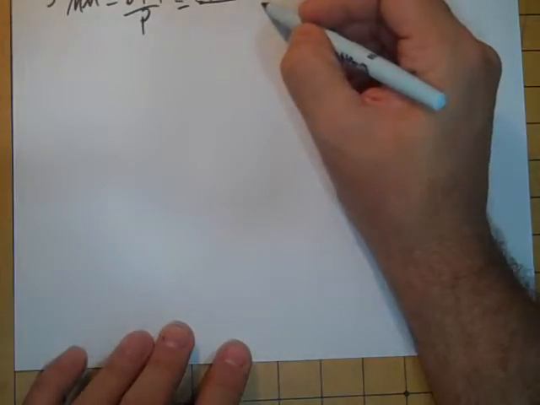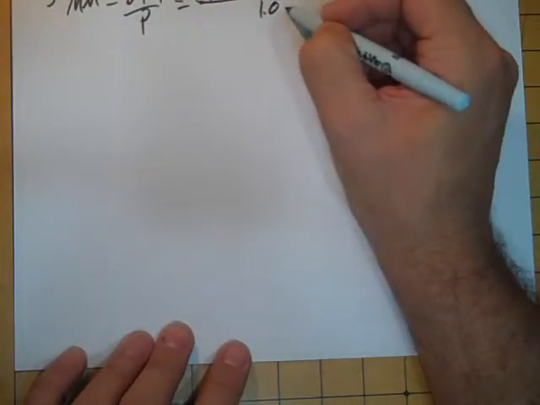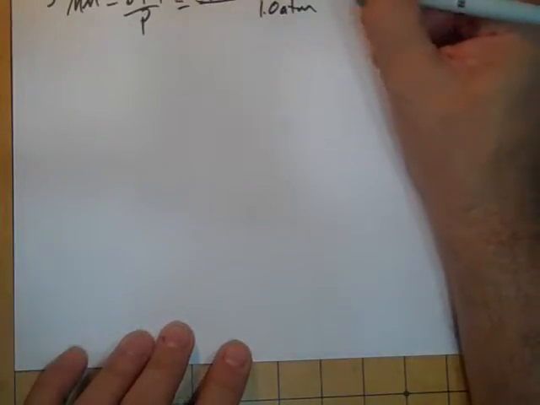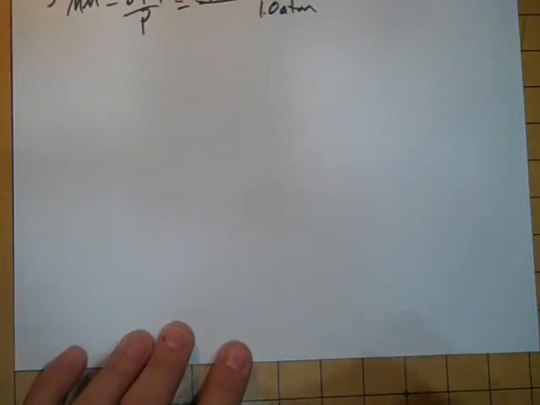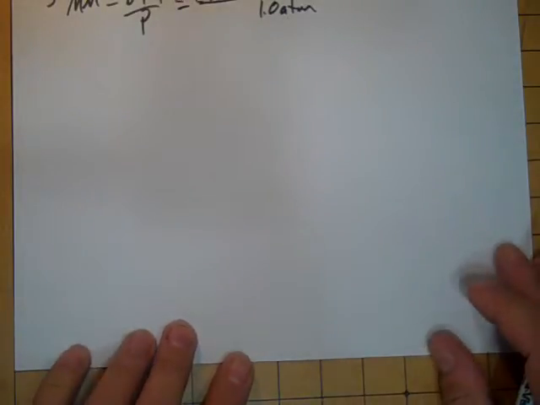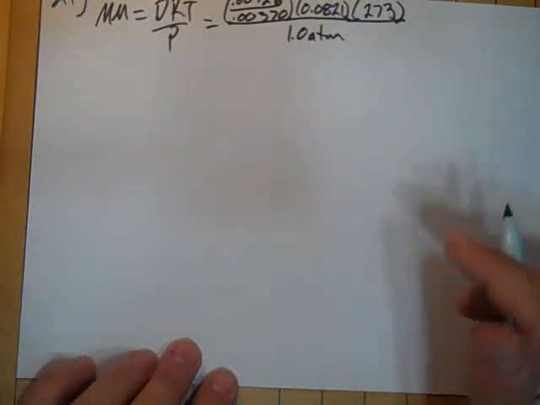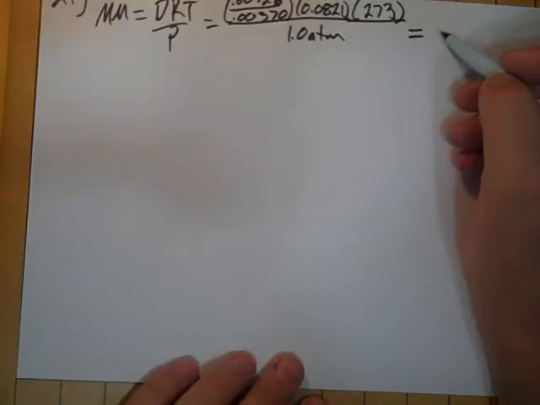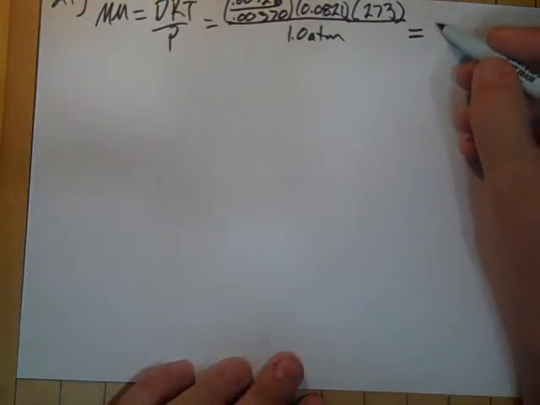I told you the pressure was given as 1 atmosphere. And that leaves the last thing to put in there, which is the temperature. We're told it's standard temperature and pressure, which is 273. So the molar mass of this unknown gas is 44.